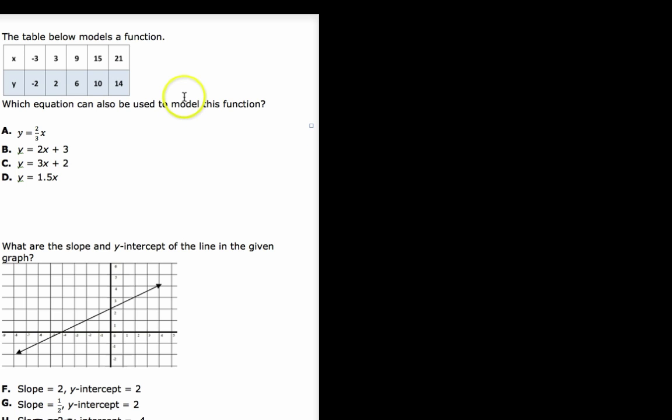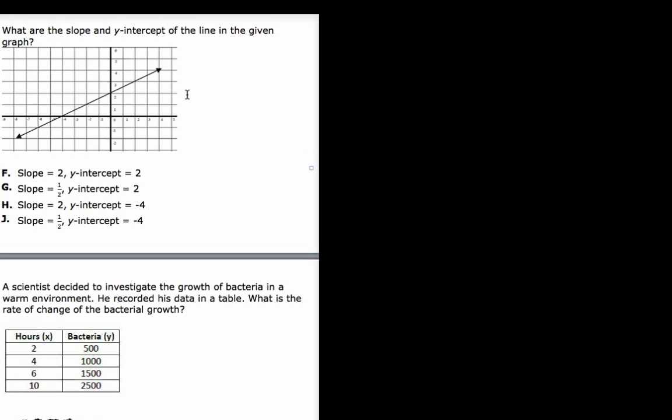Number 8, the slope and the y-intercept of the line in the given graph is what you're looking for on number 8. So choice F, slope is 2, y-intercept is 2. For G, slope is 1/2, y-intercept is 2. For H, slope is 2, y-intercept is -4. And for J, slope is 1/2, y-intercept is -4. Pause video, work the problem.